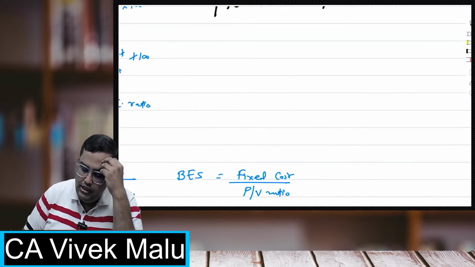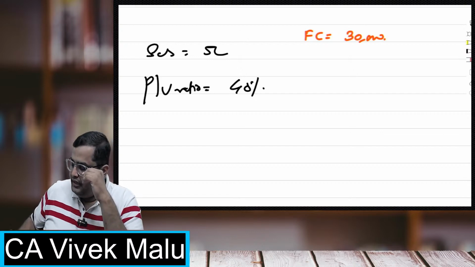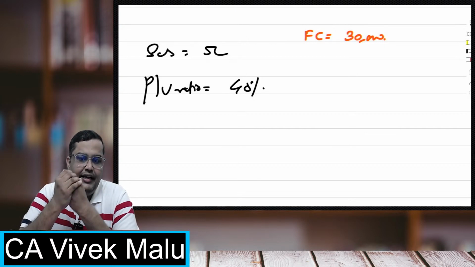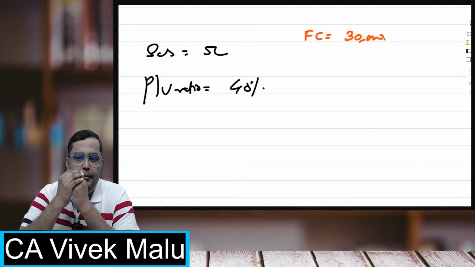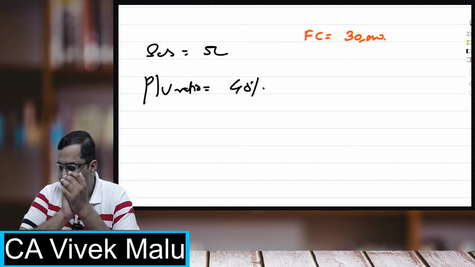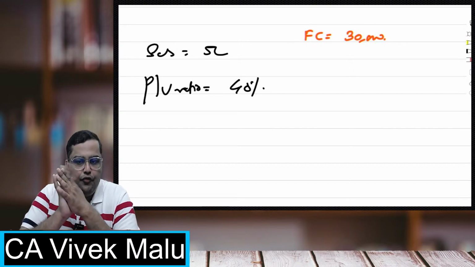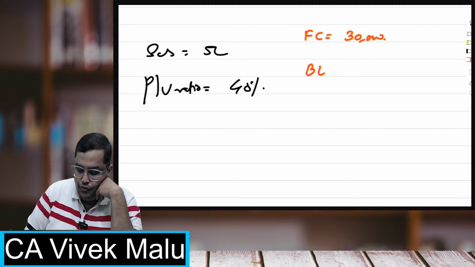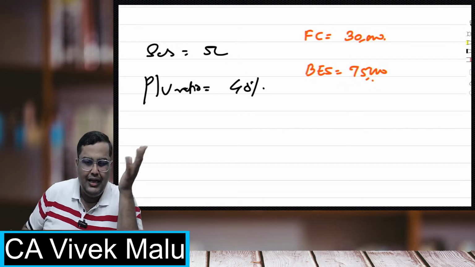Now, suppose students, in the previous question, if I tell you my fixed cost is, let's say, 30,000 rupees, can you tell me how much is the break-even sales that I need to make? Obviously, fixed cost upon PV ratio. So that is 30,000 upon 40%. Have you all got the answer? So break-even sales will be 75,000, right? All of your answers are correct.